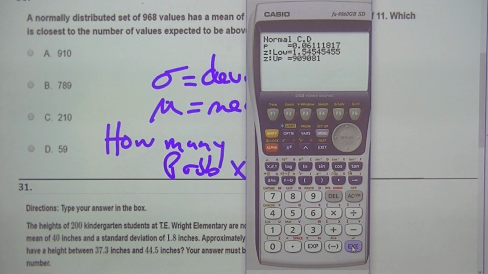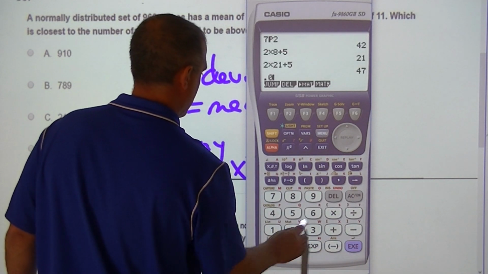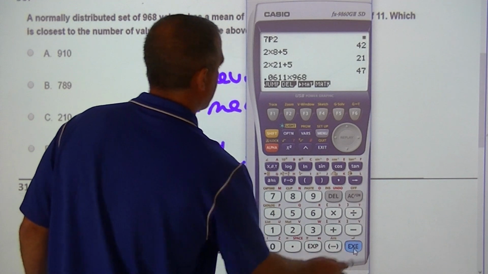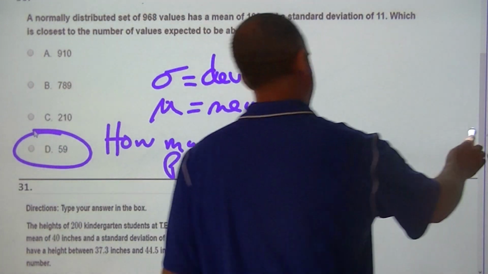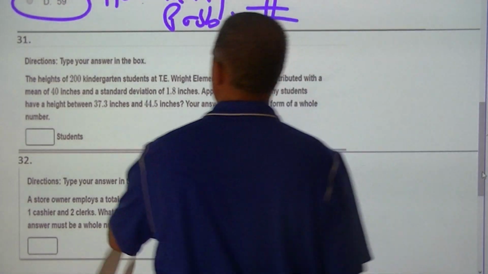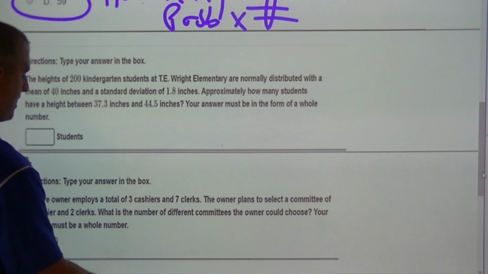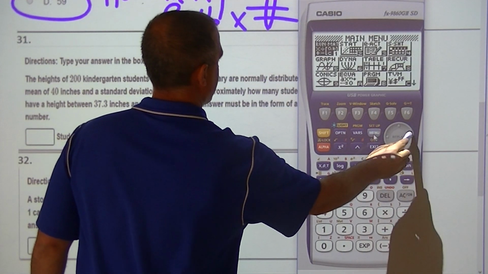Okay, so I got 0.0611. So I'm going to take 0.0611 and times it by the number. It's going to be 59, which will be this answer. Okay? Same thing here. All right? This is another one of those, same concept. All right? So menu and stat.